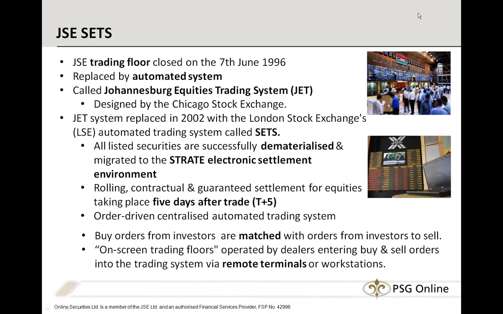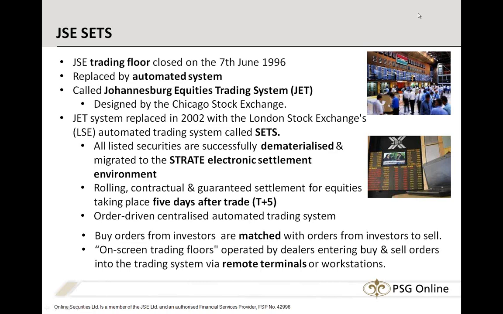So we talk about the relationship with the London Stock Exchange. Let me give you some background regarding the JSE. I spoke just now about the New York Stock Exchange and the floor. We had a trading floor until June 1996. That was replaced by the automated trading system. We can talk about a computerized system. And that system, at that point in time, was called the Johannesburg Equities Trading System, or JET. And that was designed by the Chicago Stock Exchange.